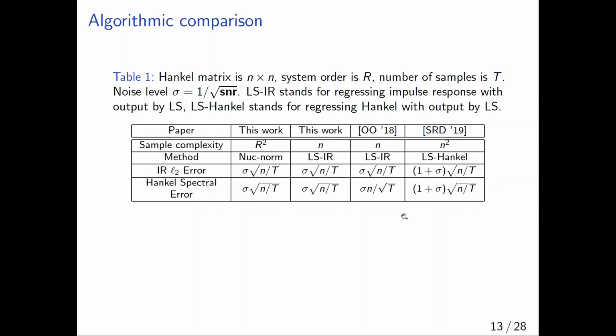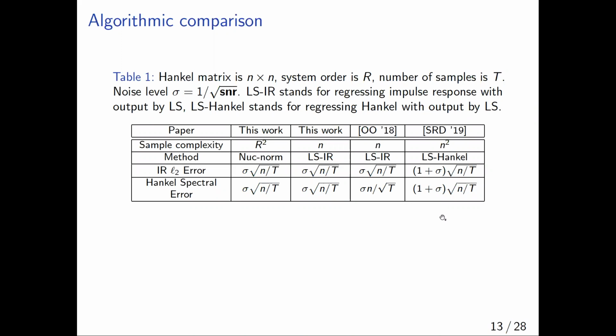And we contrast this. These two columns at the end are existing work. The Oymak and Ozay paper has sample complexity n. It uses a least squares that regresses for the impulse response. The L2 error is scaling as sigma square root of n over t. And the Hankel spectral error, though, was scaling not optimally. It was proportional to n. So in terms of Hankel size, it was not optimal. If you look at the second column, that is in contrast our result for least squares, which improves this part of the bound to be optimal. The dependence on n is square root of n. N is the Hankel size.